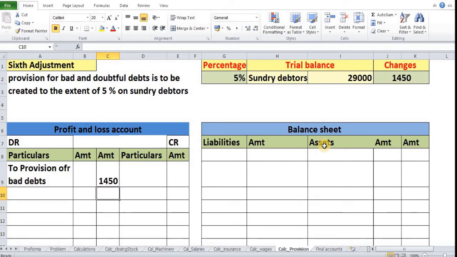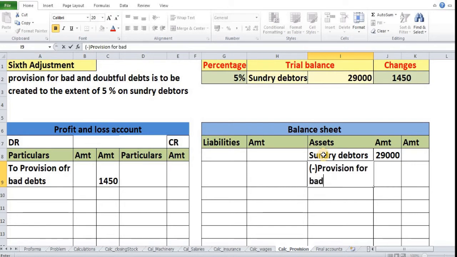In the balance sheet, asset side we will mention sundry debtors, and in the amount column we will mention 29,000 because sundry debtors are considered as an asset. Below sundry debtors, in the same column itself, we will mention provision for bad debts with a minus sign. And the amount is 1,450.